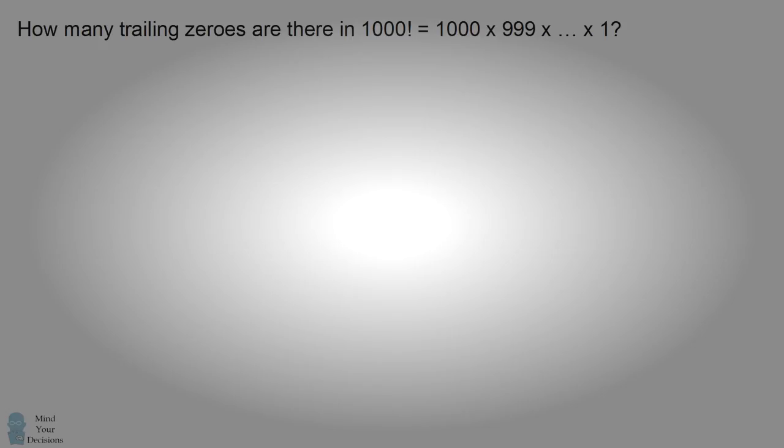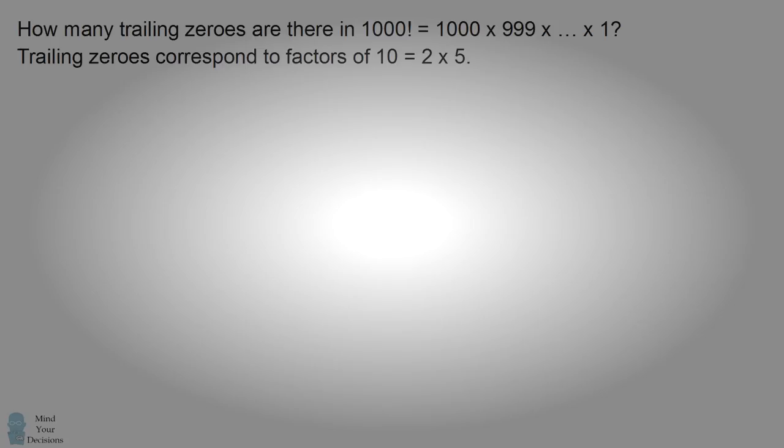The first observation is that the number of trailing zeros in a number corresponds to the number of times it has a factor of 10. 10 is equal to 2 times 5. If we can count the number of factors of 2 and the number of factors of 5, then we'll have the number of factors of 10.